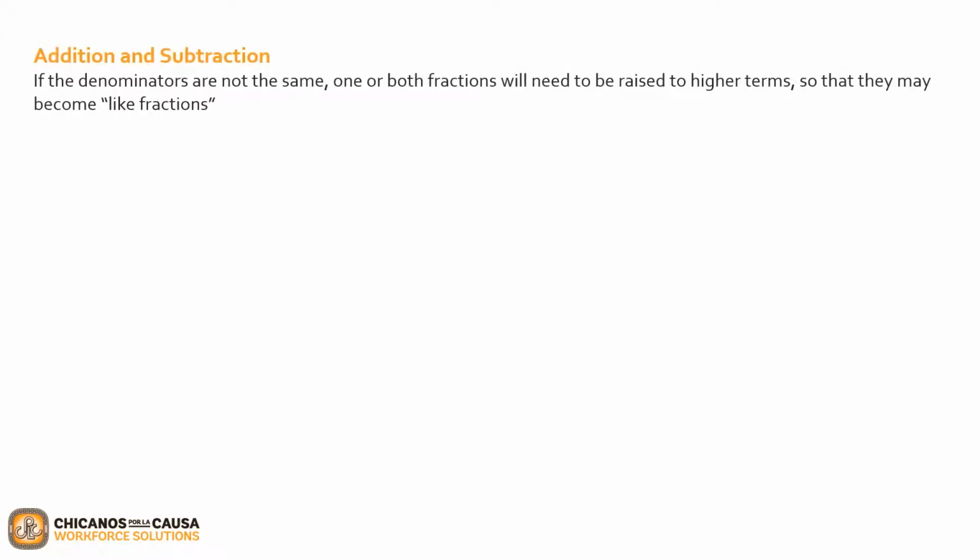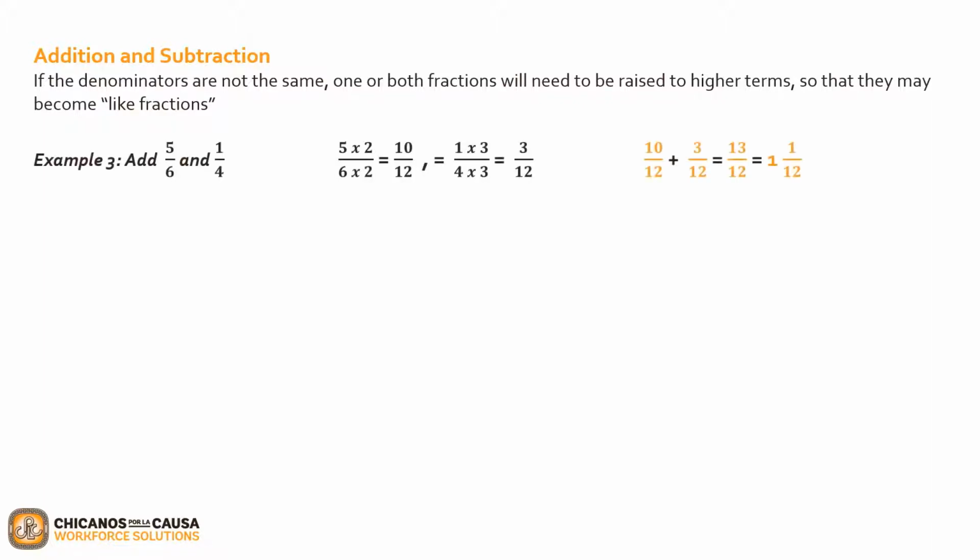Okay, so because math can never just be easy, we have to learn how to subtract and add fractions that do not have the same denominator. If the denominators are not the same, one or both fractions will need to be raised to higher terms so that they may become like fractions. So let's look at our first example, which again is already broken out, but I want to go ahead and review how we got here.